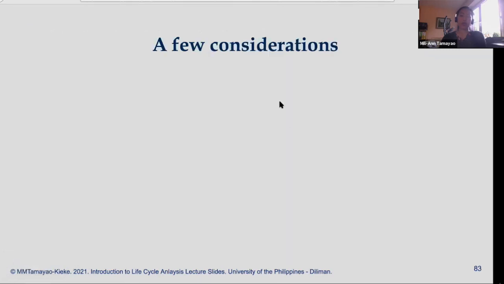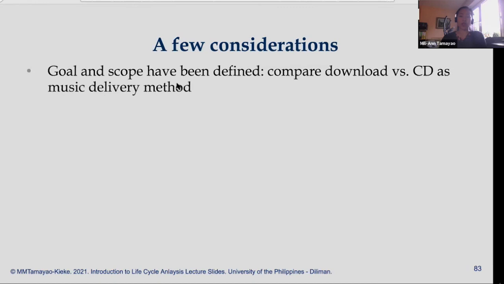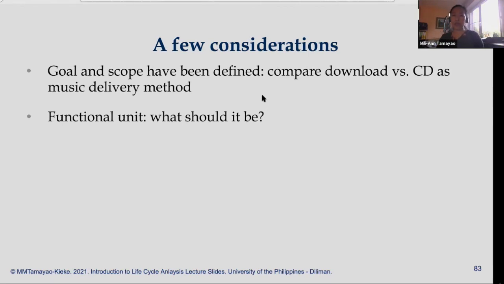Now there are some considerations. One, the goal and scope have already been identified, which is basically to compare download versus CD as music delivery method. Next, functional unit. What should it be? Some considerations would include, is a downloaded album the same as a physical one? Obviously, they are different. Two, do people buy whole albums online or just single songs?